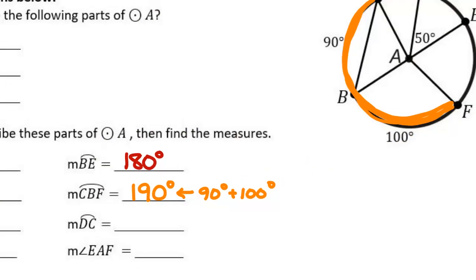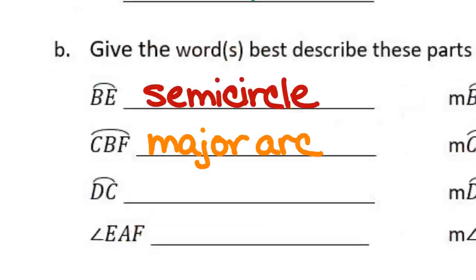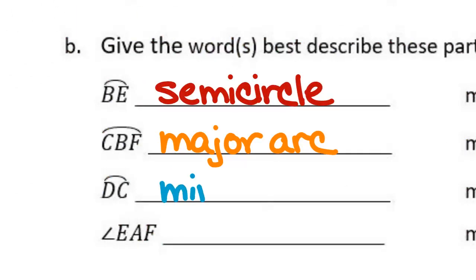What would we call arc CD? Minor arc. How do I figure out how big that is?